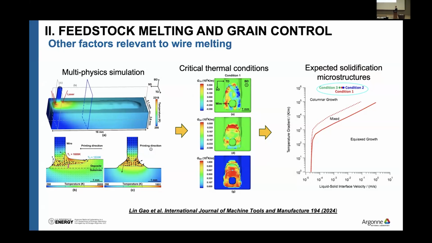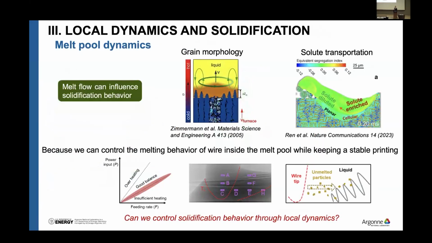So actually, this work offers us a very important insight that even under the optimized processing window of additive manufacturing, we can still have much space to finely tune the printing parameters to control the melting behavior of the wire feedstock. And it can also be used to control the local microstructures. So the third topic is about the local dynamics and solidification.